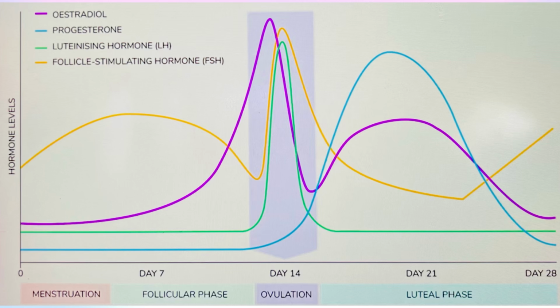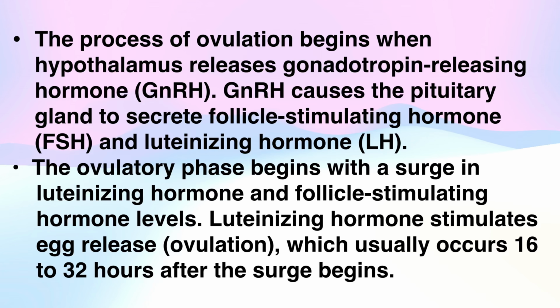So here is the graphical representation of different hormone levels in different phases of menstrual cycle. The process of ovulation begins when the hypothalamus releases gonadotropin releasing hormone. GnRH causes the pituitary gland to secrete follicle stimulating hormone and luteinizing hormone. The ovulatory phase begins with a surge in luteinizing hormone and follicle stimulating hormone. Luteinizing hormone stimulates egg release, that is called ovulation, which usually occurs 16 to 32 hours after the surge begins.